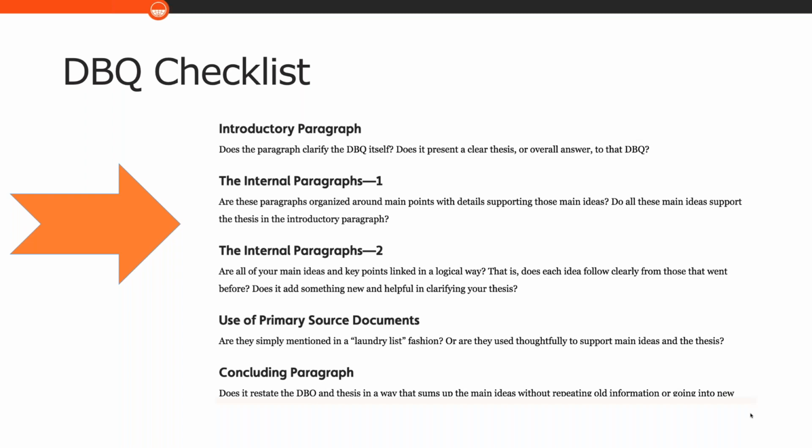So what I tell the students that they should do is they should restate the DBQ. They can do that in their own words and just say yes or no, and say, I'm going to, using evidence, show you that my viewpoint is correct. And of course, there are internal paragraphs. How are these paragraphs organized? Are they logical? And of course, at the end, we want to see use of the primary source documents.